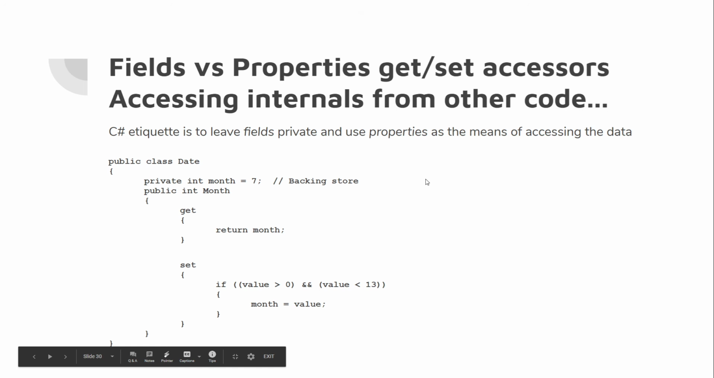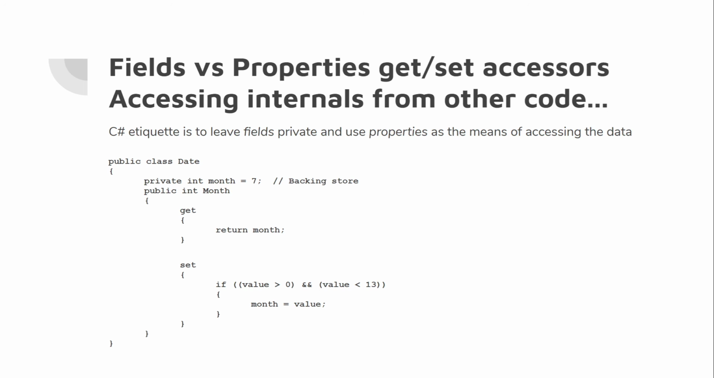All right. Now, fields versus properties. This is something else that is emphasized in C# etiquette, so that you can leave fields private and use properties as a means to access the data within there. This is going to become a little bit more relevant in more complex classes. So for now, just be aware. Sometimes you will hear this terminology, getters and setters, and that's what is going on here.